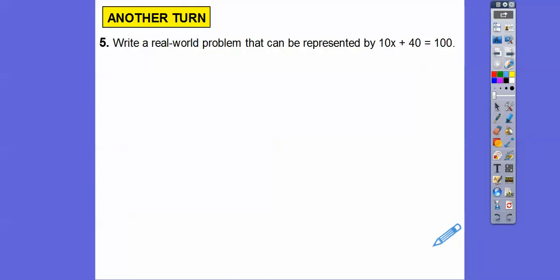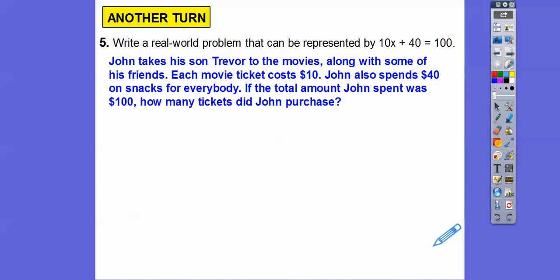Here's another one. So write a real world problem that can be represented by 10x plus 40 equals 100. So again, anything, you guys. I just use this. John takes his son Trevor to the movies along with some of his friends. Each movie ticket costs $10. So each movie ticket, where x is the number of tickets, is 10 bucks. Okay, and then John also spends $40 on snacks for everybody. So if the total amount is 100, how many tickets did he buy? So that would represent something like that.